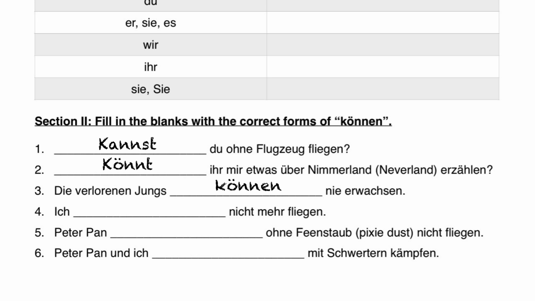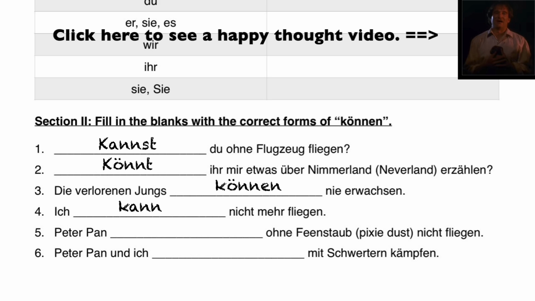Nummer 4. Ich, blank, nicht mehr fliegen. Ich is in the sentence, which means that it has to be the subject because ich is always the subject, no exceptions to that rule for any reason. So here we have ich kann nicht mehr fliegen. I can no longer fly. Apparently we lost our fairy dust, or our happy thought, or whatever it is that you use in order to be able to fly, depending on which version of Peter Pan you're looking at.